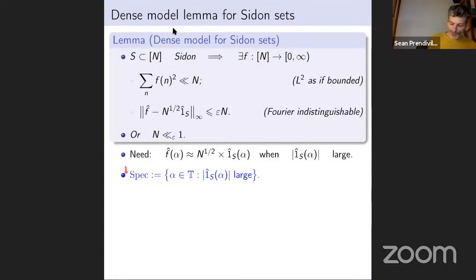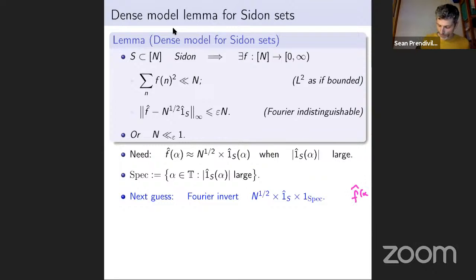So I want to informally define a concept of the spectrum, or the large spectrum of our Sidon set. It's the set of frequencies where the Fourier transform is a positive proportion of its maximum possible size. We'll define this more concretely in the next slide. So we definitely need the Fourier transform of our model to look like this product of three functions: the rescaled Fourier transform of our Sidon set times the indicator function of this large spectrum. We need this to hold on the spectrum.